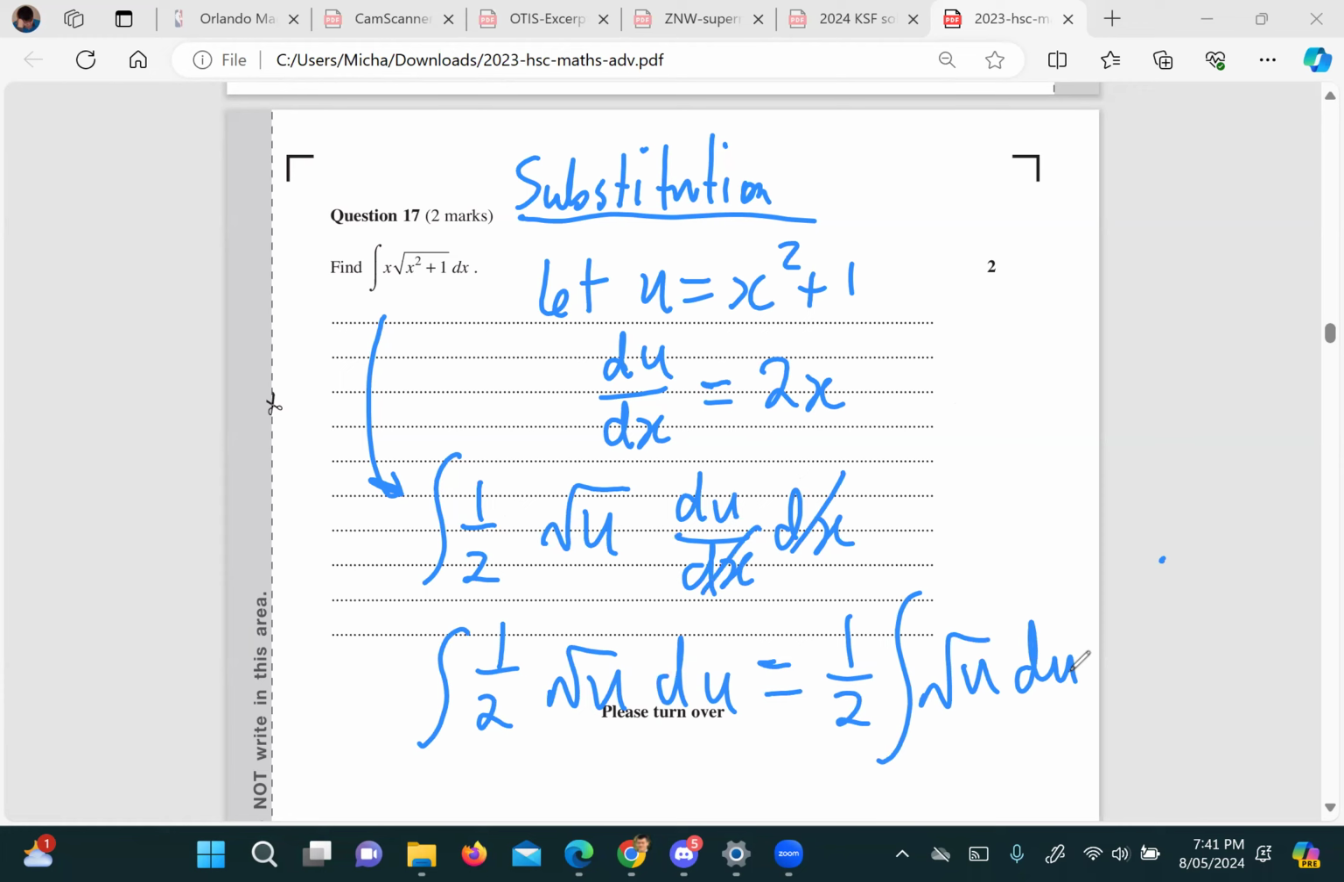And I guess the point is it's very easy to integrate u to the power of a half. So remember, if you're differentiating, the power comes down. So if you want to undo that, the power needs to go up, right? So the power becomes 3 on 2, and you have to divide by it, so it's 2 on 3. And then obviously you have a plus c.